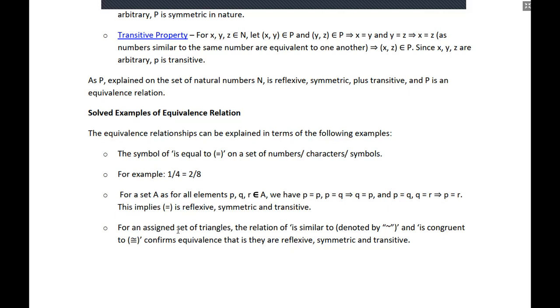For a given set of triangles, the relation of similarity, denoted by this congruent symbol, confirms the equivalence, that is, it is reflexive, symmetric, and transitive. And it means there is an equivalence relation on a set of triangles, such as equilateral triangles.